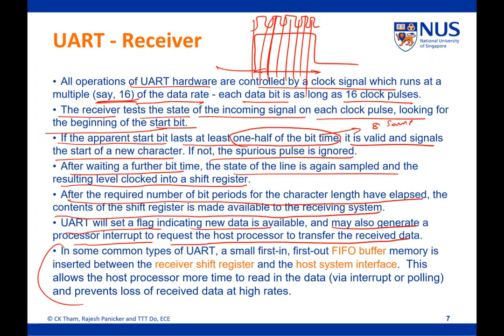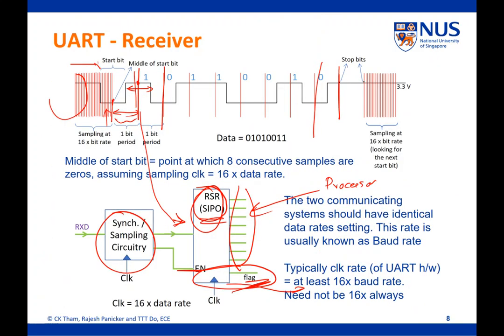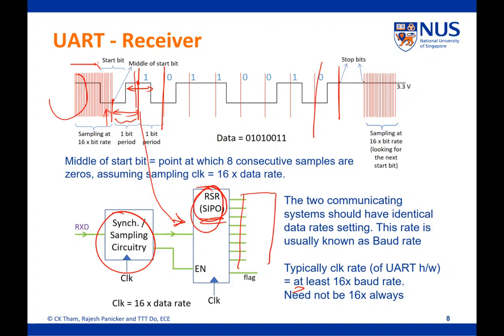In some common types of UART, a small first in, first out buffer memory is inserted between the receive shift register and the host system interface. This allows the host processor more time to read the data and prevent loss of received data at high rates. So usually the processor doesn't read from the shift register directly. Instead, the received data will go into a temporary storage location, which is what we call FIFO, first in, first out memory.